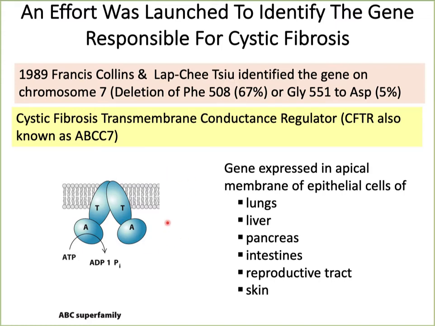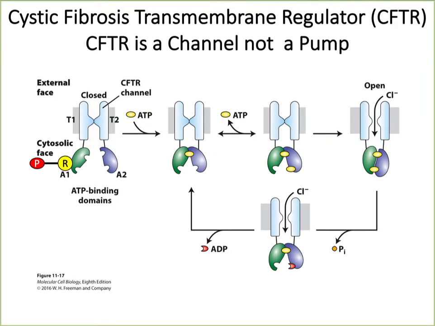Again, it is a member of the ABC superfamily. So it has two characteristic transmembrane domains, two ATP binding sites and hydrolysis regions. It is expressed in the lung, liver, pancreas, intestine, reproductive tract, and skin. So not surprisingly, this is where you see the pathology of the cystic fibrosis.